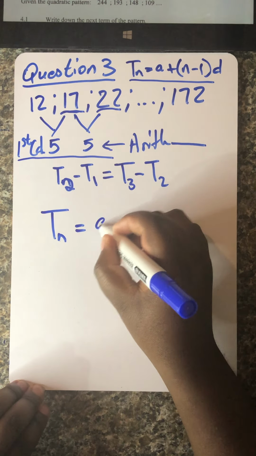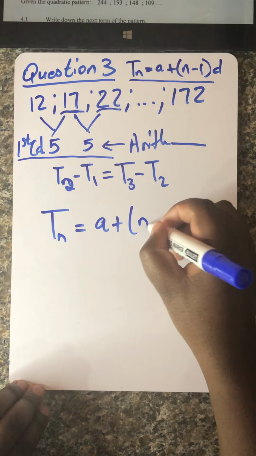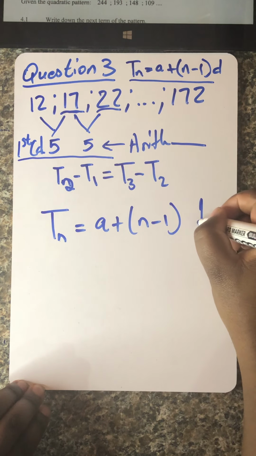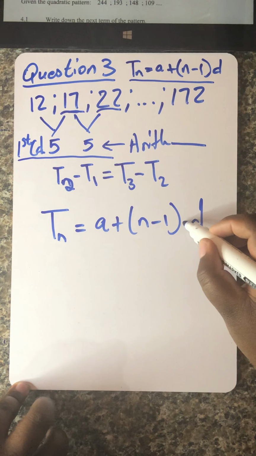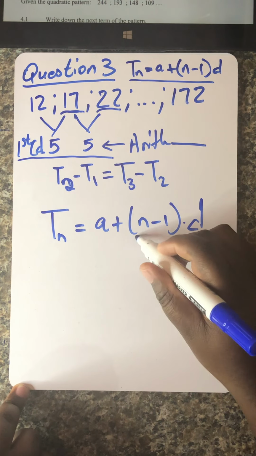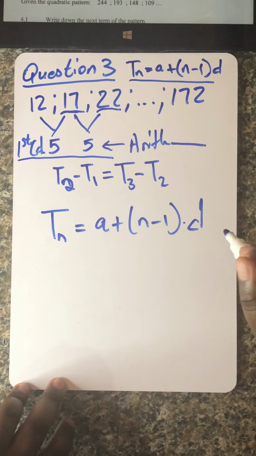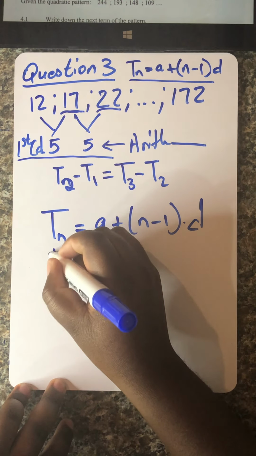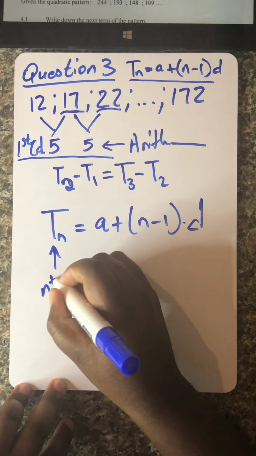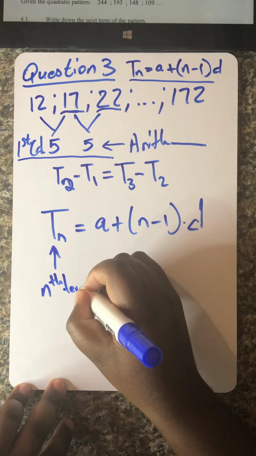So we've got Tn, which equals A plus (n minus 1) times D. Remember, this is multiplied by D, so you multiply the whole of this by D. Okay, so we've got the nth term. This is what we call the nth term.